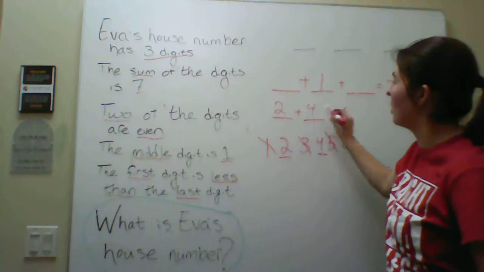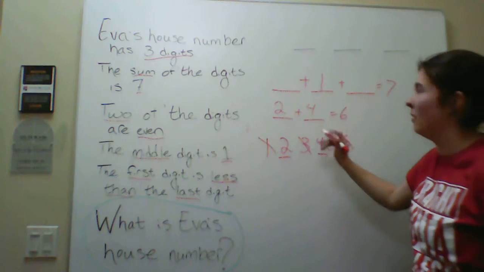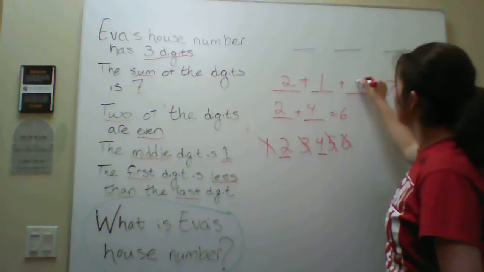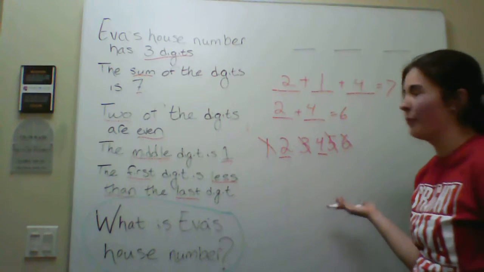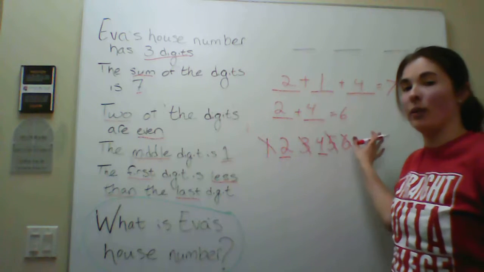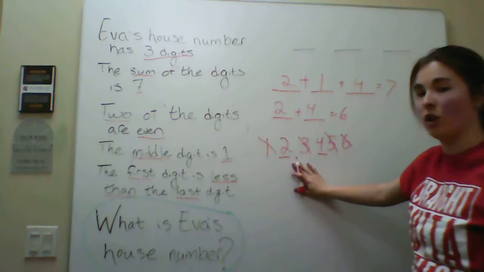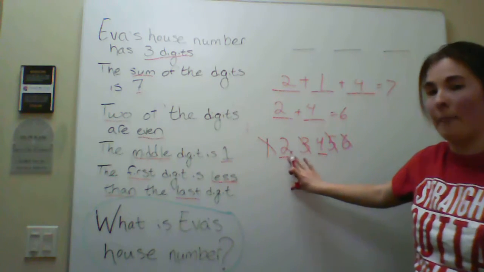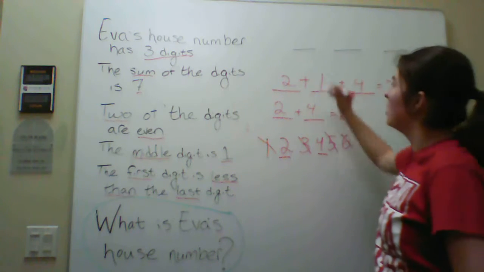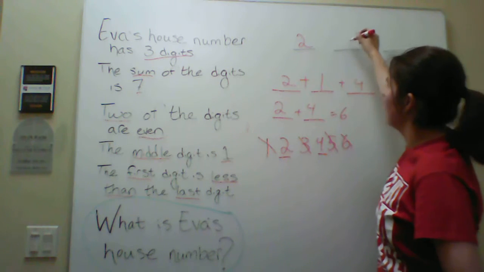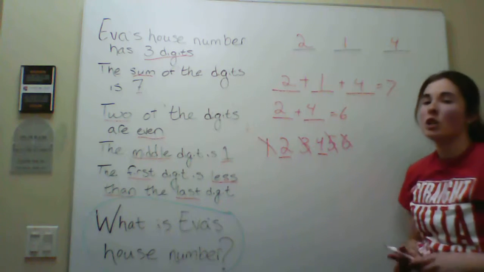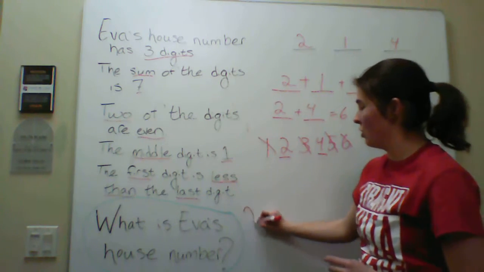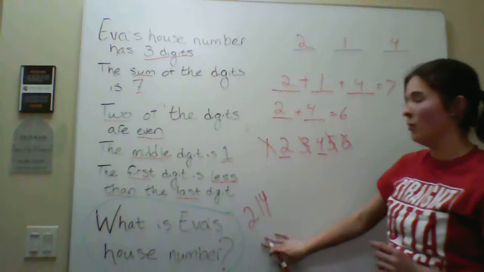So 2 plus 4 equals 6. That checks out. 2 plus 1 plus 4 equals 7. That also checks out. So now that we know the 3 numbers, we get to put them in the correct order. Well, the 2 is less than 4, so that comes first, and then we know the 1 comes next, and the 4. So Eva's house number is 214.